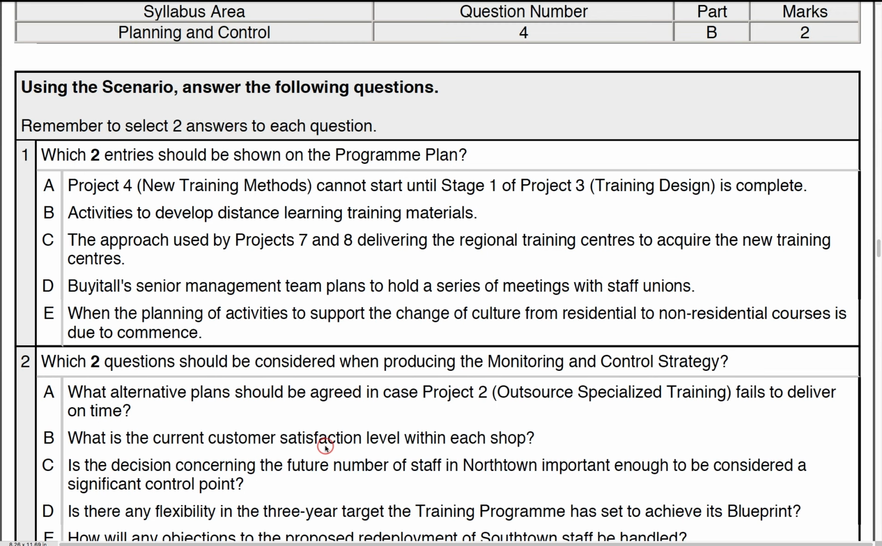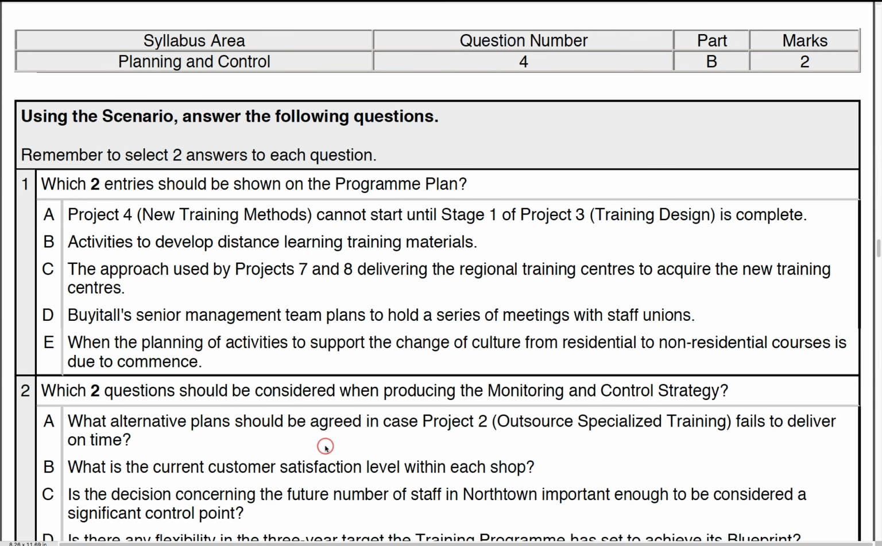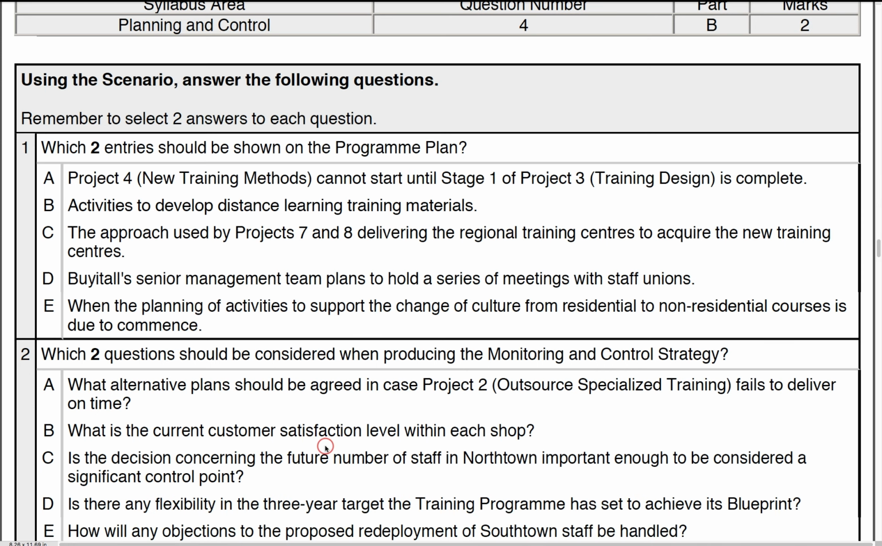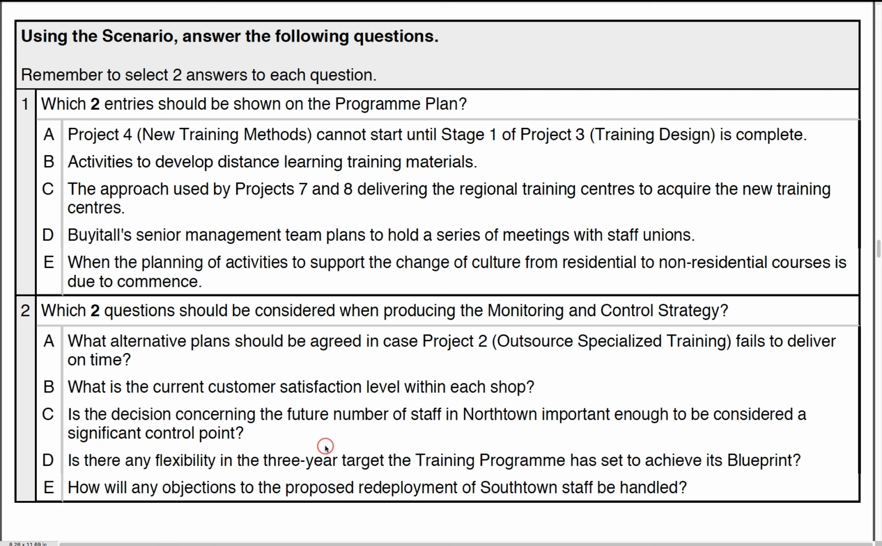Welcome to question 4 part B with 2 points for planning and control. Using the project scenario, or the program scenario in this case, look at the following questions. We have 2 major questions here, 2 major sections, and we've got 5 answers. Therefore, we need to pick 2 for each question.